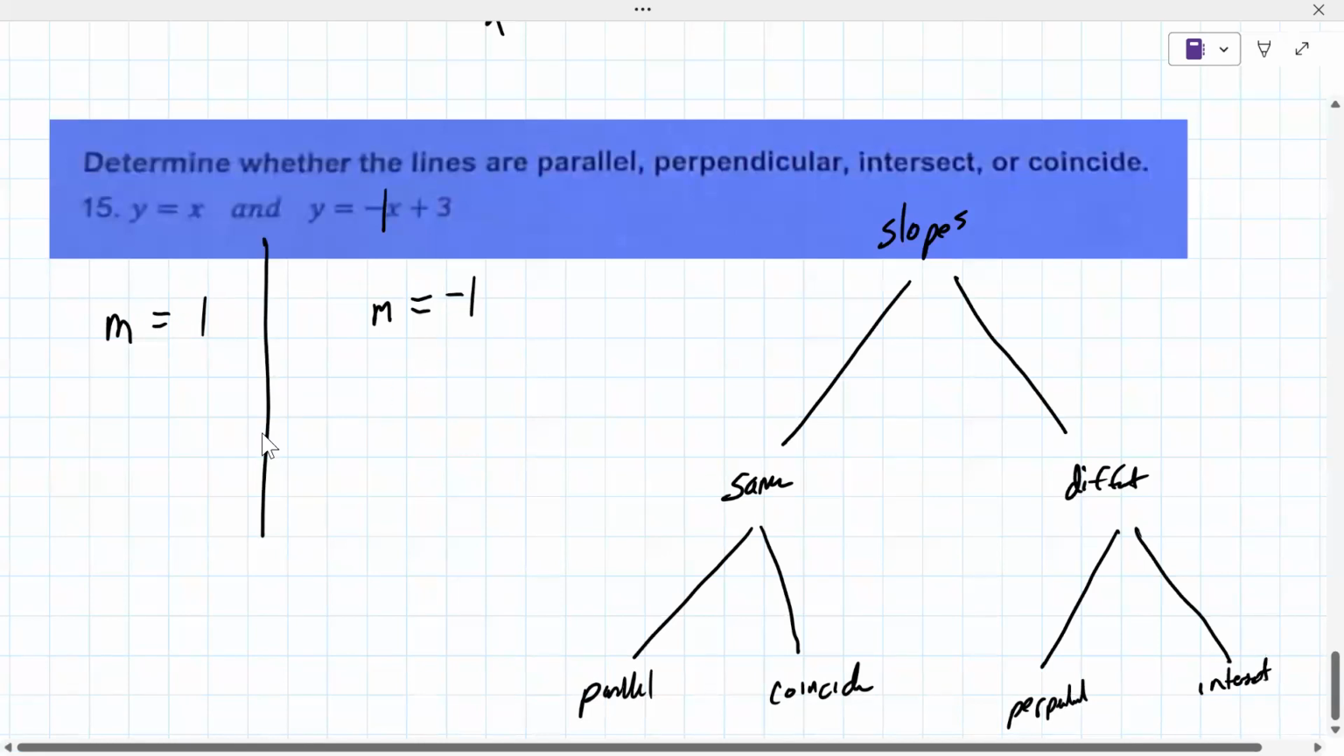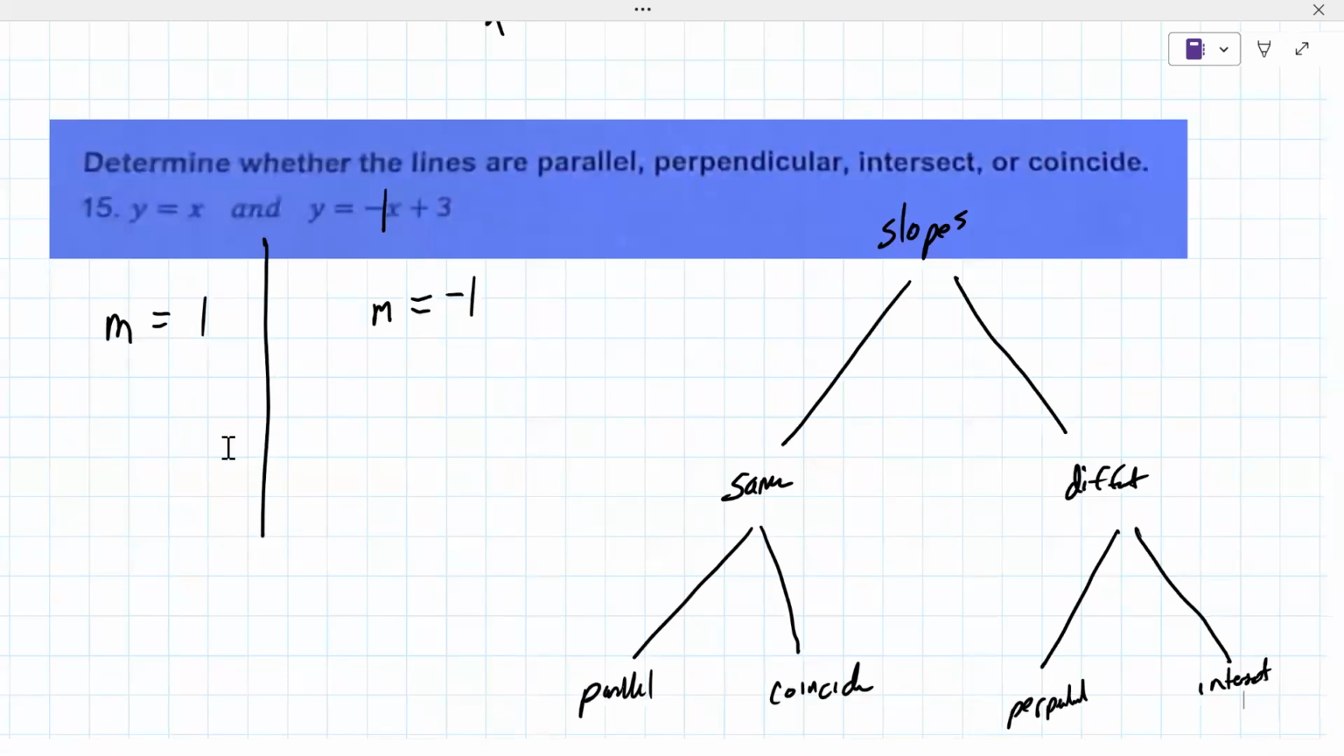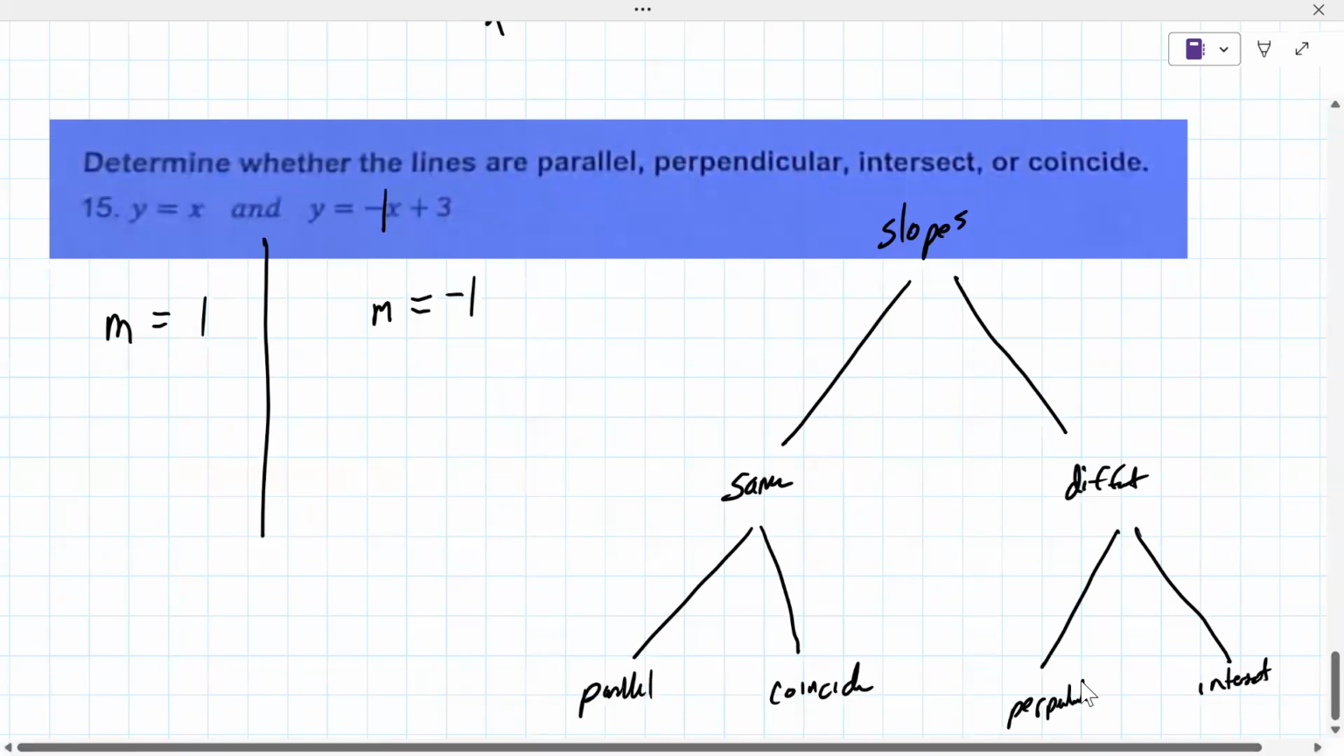Are these slopes the same or are they different? They are different. Okay, I agree. They are definitely not the same. So they are different. All right. Now, how to decide if they're perpendicular or they just intersect.